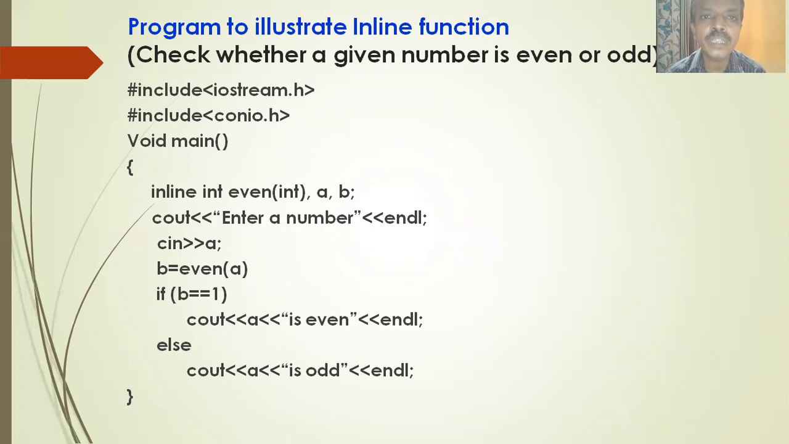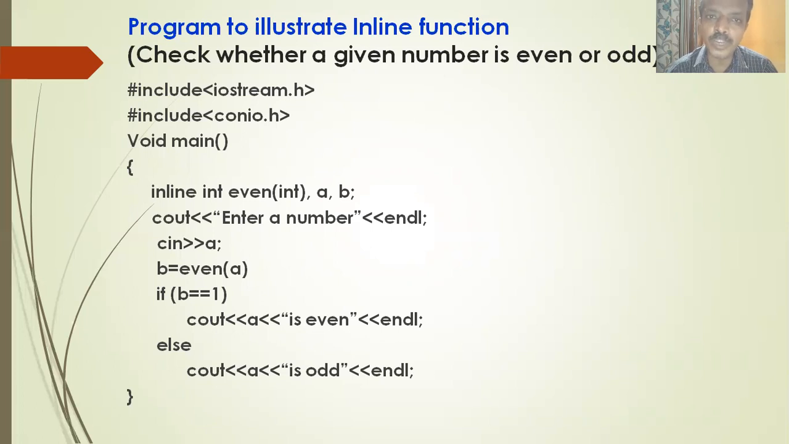So here I'm checking whether a given number is even or odd. It's a very simple example. I think I already explained the same program when I was explaining inline functions. So, inline int even(int). The prototype says that the function name is even, it takes only one argument of int type, and the return type is also int. The prefix inline says that the function is made inline. Variables a, b. Enter a number in A. So b equal to even of A. The input is A and the output is B.